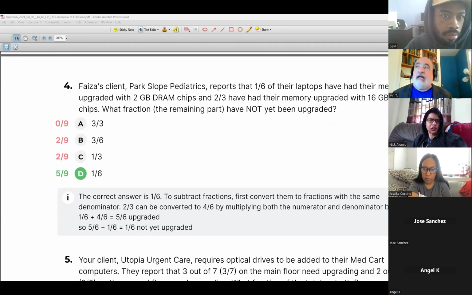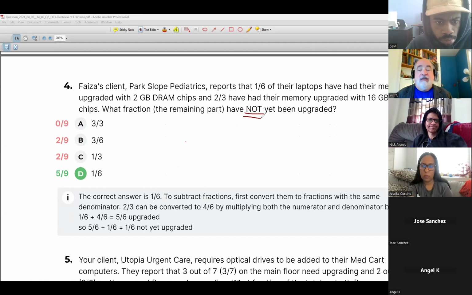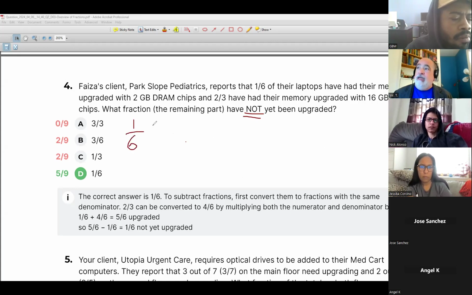Number 4, Fais's client, Park Slope Pediatrics. So this one was a little more challenging for some of you. Let's see why. 1/6 of their laptops have memory upgraded with 2 GB DRAM chips and 2/3 with 16 GB. What fraction have not been upgraded? So what do we have to find? We really have to find first how many have been upgraded, right? We don't know how many, we just know fractions. But we have 1/6 that have gotten 2 GB upgrades, and 2/3 have gotten 16 GB upgrades.